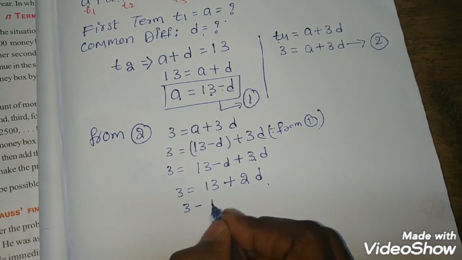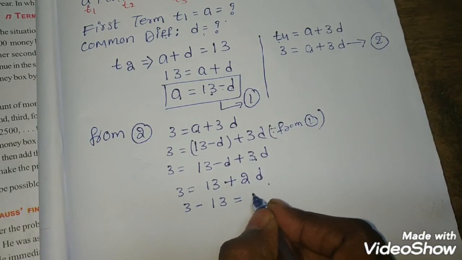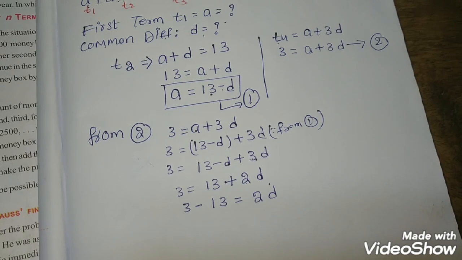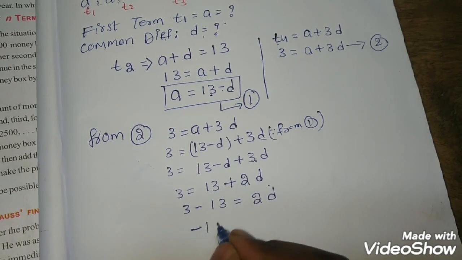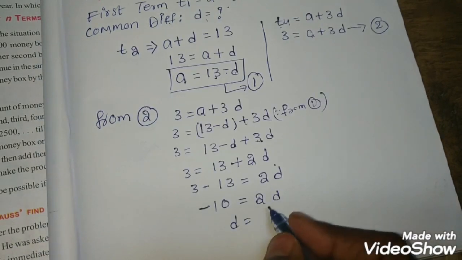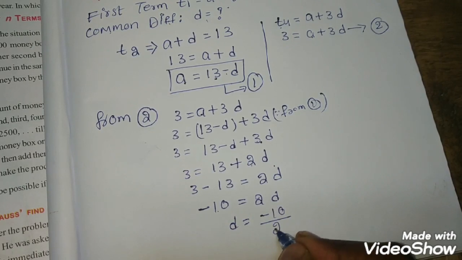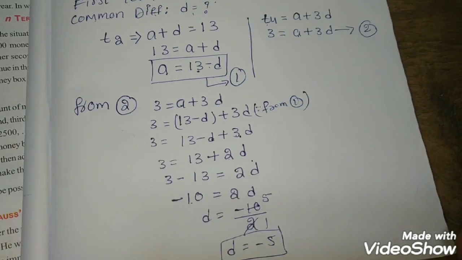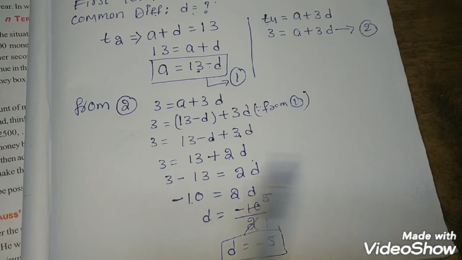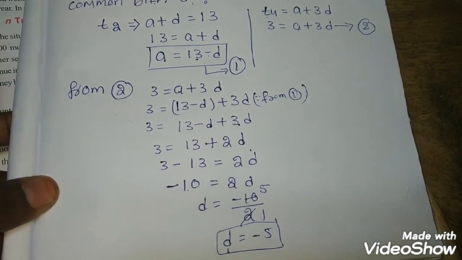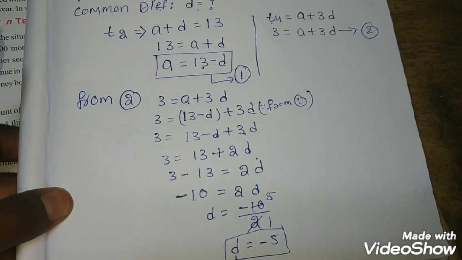So 3 minus 13 is equal to 2D. What we get here? 3 minus 13, that is minus 10, is equal to 2D. D is equal to what? Minus 10 divided by 2. 2 1s are 2, 2 5s are 10. D is equal to minus 5. This is the common difference. So easily you can solve term 1 and term 3.